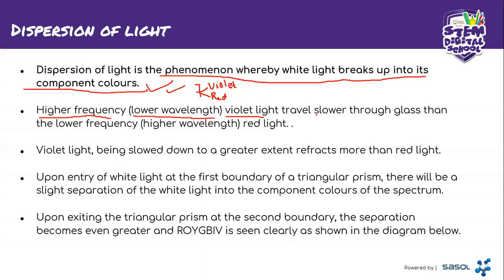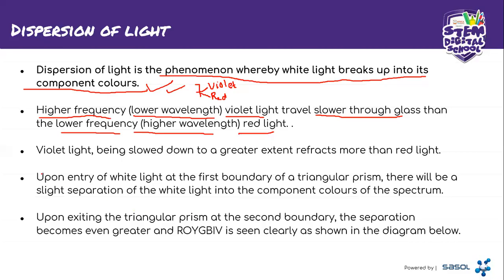And that is why I say higher frequency, lower wavelength is that of violet light. And therefore, it will travel slower through glass than the lower frequency, longer wavelength light, which is red light. In other words, because violet light has a higher frequency but a lower wavelength, it travels slowly in glass. And red light has a lower frequency and a longer wavelength, so it travels faster.